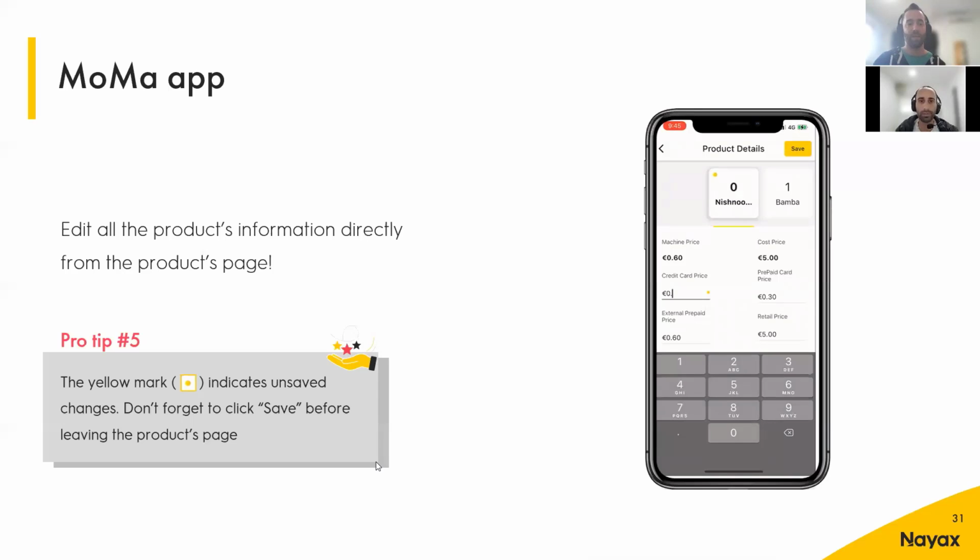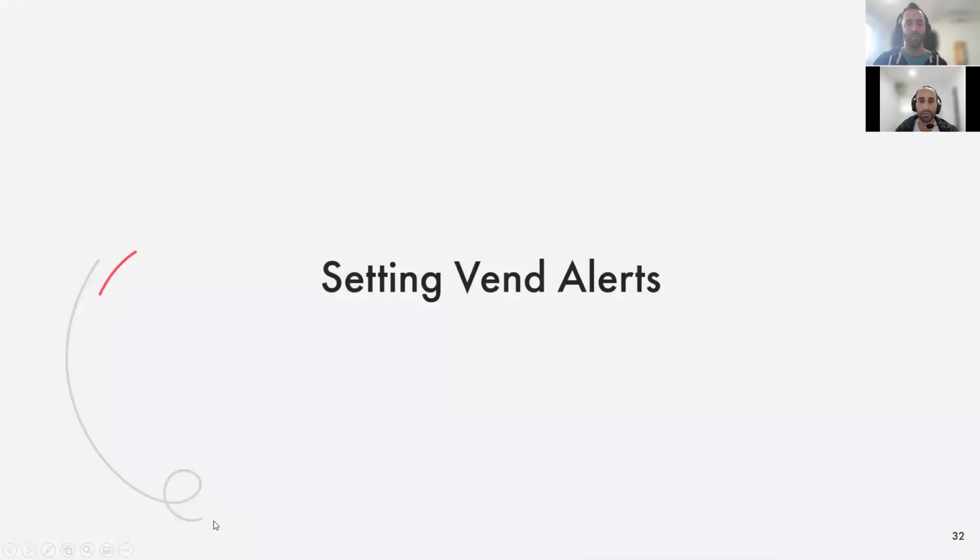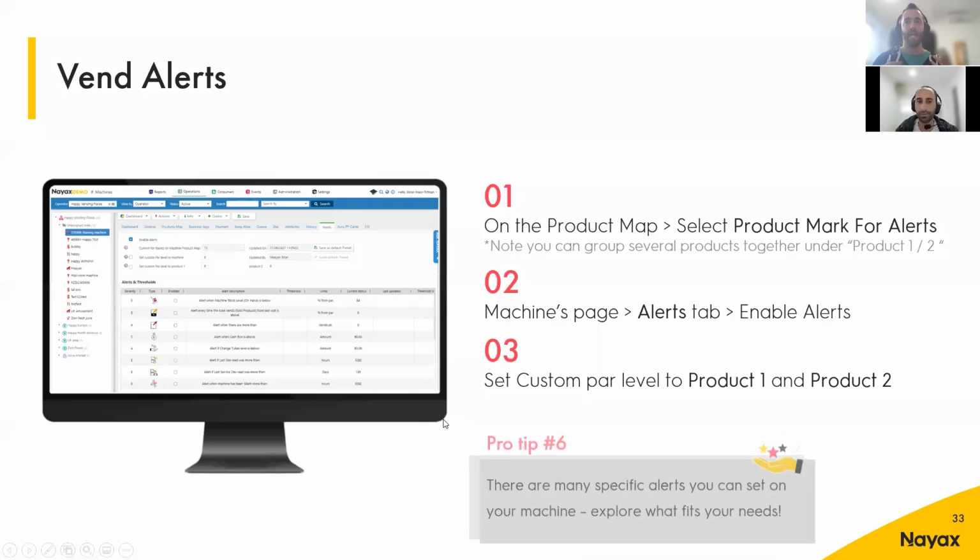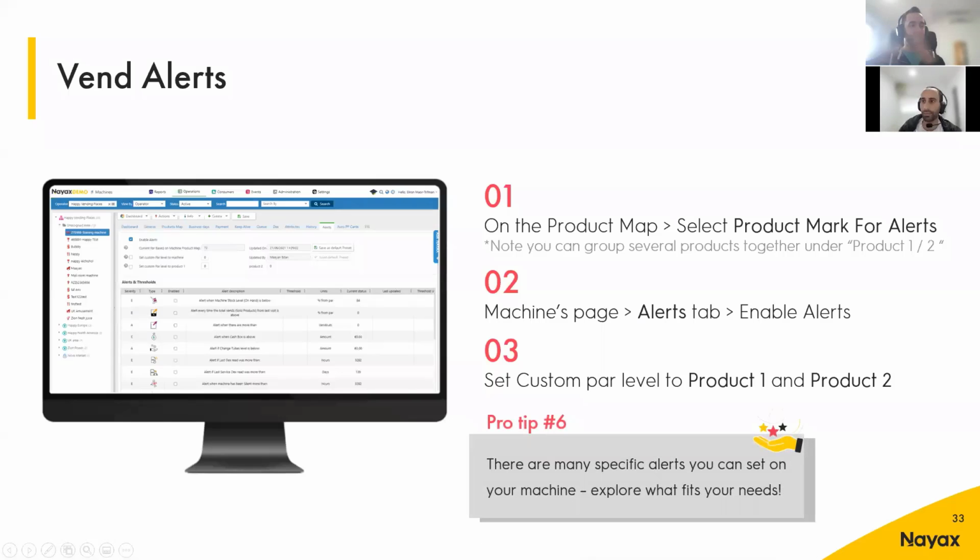creating a product map. Now, as Tion explained at the beginning, we want to give you more information on alerts and reports and to see what you can further do with that, because you're adding a lot of information about your inventory. So the next thing that we want to talk about is how to set vend alerts, how to get alerts on everything that's been going on in your machines.